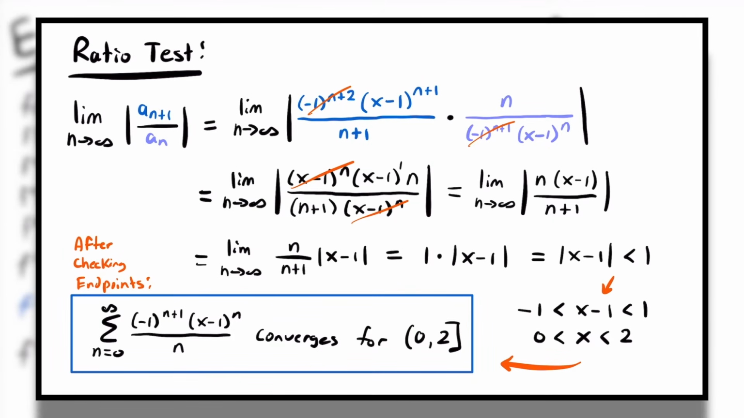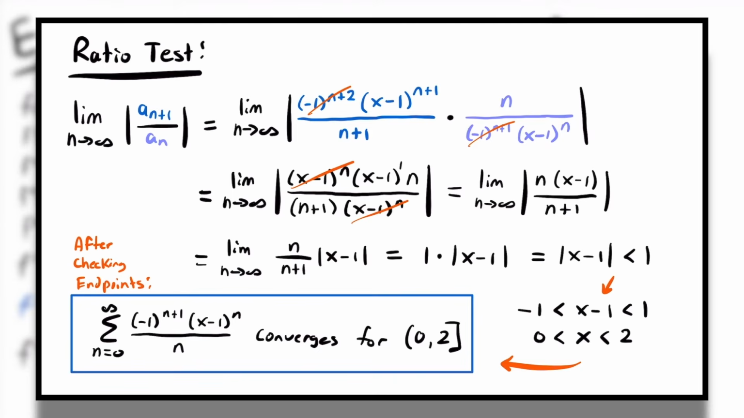And I didn't show the work here of checking the endpoints, so hopefully you were able to check that for yourself if you're interested. But if you're not familiar with checking endpoints when you're using the ratio test for power series, be sure to watch my video on power series and the interval of convergence. I'll have that video linked in the description below.